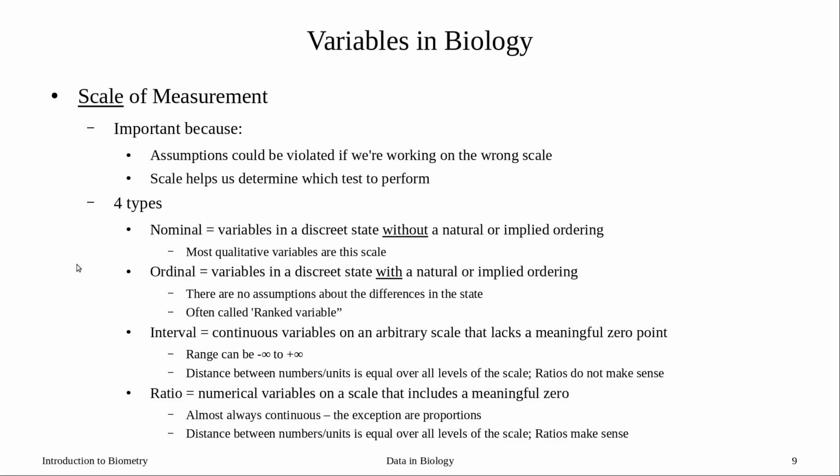One thing to note is that with the ordinal data, there's no assumptions about the differences in the state. So if you listed your preferences, the difference between a 2 and a 3, while we know 3 is larger than 2, we don't know how big a difference there is between those two values. And the difference between a 2 and 3 may actually be larger than the difference between a 7 and 8.